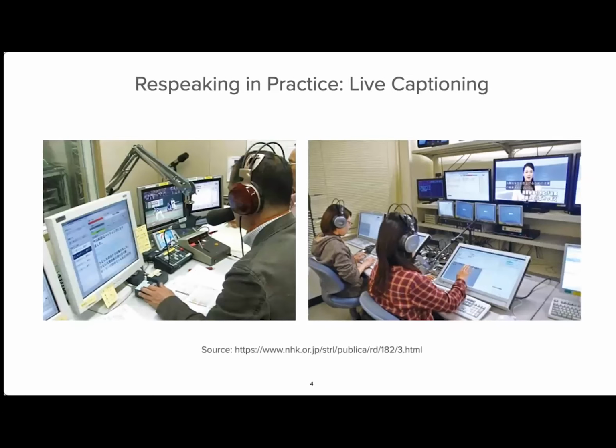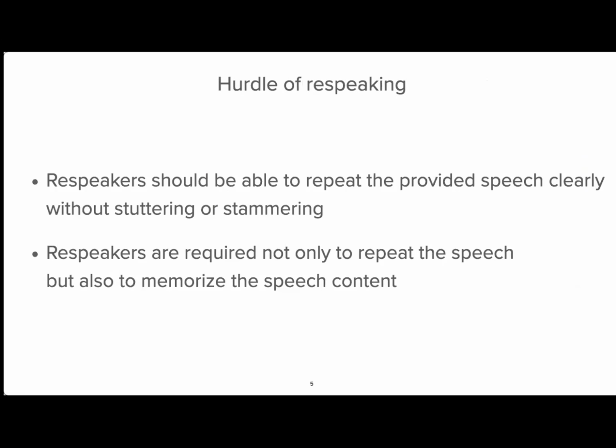This approach has been widely used in many broadcasting stations such as BBC and Japanese national television to create subtitles in real time. However, there is one big problem, that is, the effectiveness of respeaking is highly dependent on the proficiency of the speakers. The speakers should be able to repeat the provided speech clearly without stuttering or stammering, such that their utterances are transcribed accurately by speech recognition models.